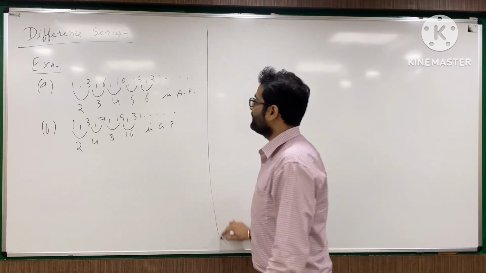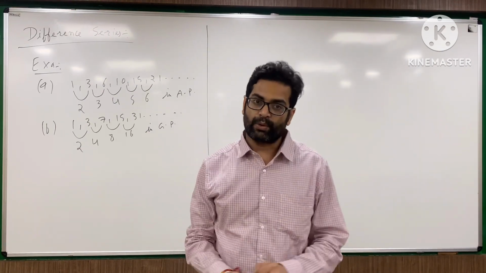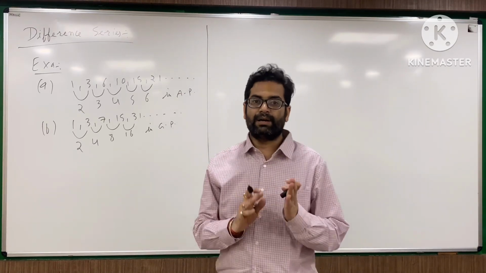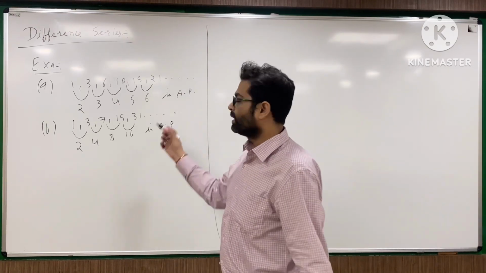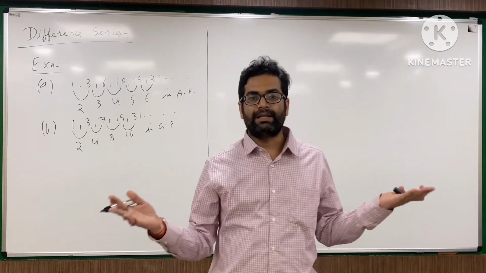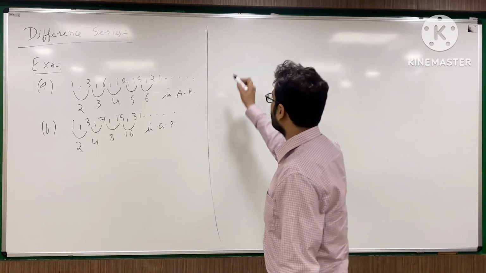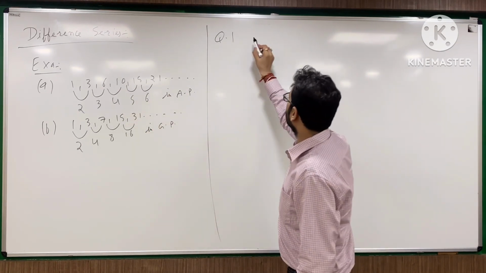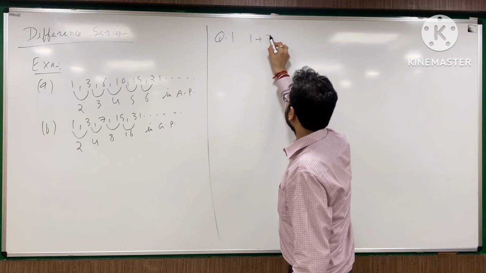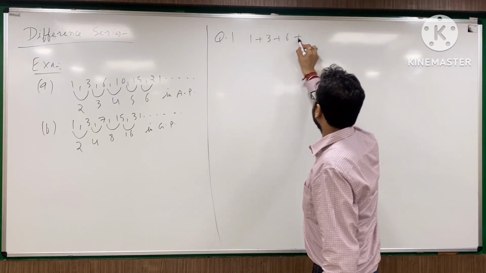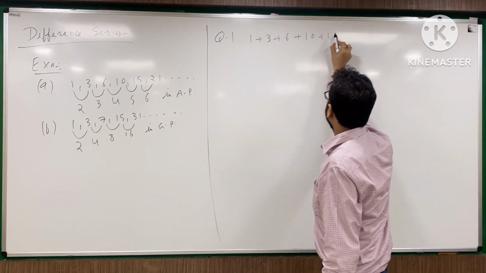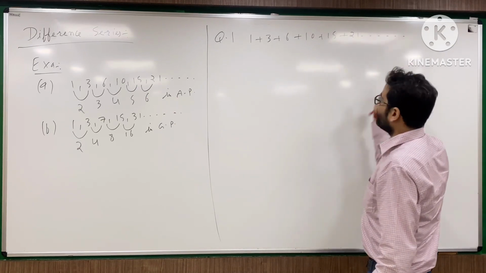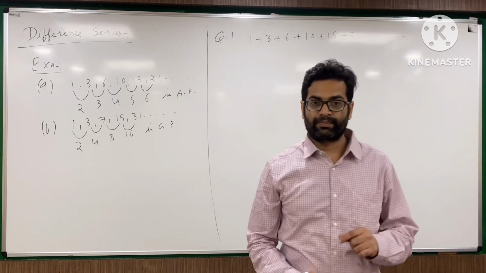Then how can we solve this type of question? I will give a simple question and we will understand how to solve this type of problem. Question 1. This is the question. Find 1 plus 3 plus 6 plus 10 plus 15 plus 21 and so on. Find the sum of the terms.